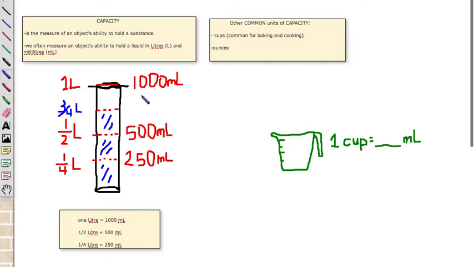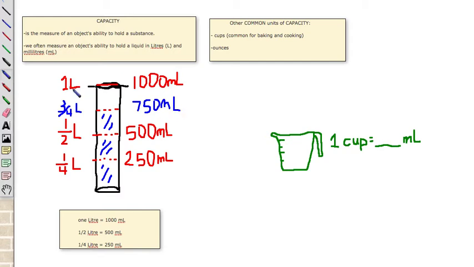And for those that are out there, if I took 250 plus 250, I made 500. What if I added another 250 milliliters? What number would I have here? Correct, 750 milliliters. Awesome.